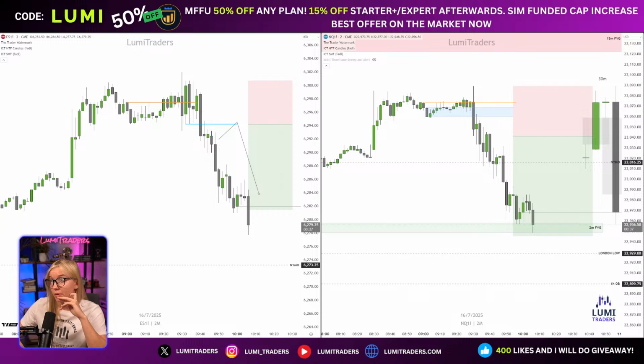So approaching New York Midnight Open. I keep my eyes on New York Midnight Open on ES. We just balanced the 2-minute fair value gap. London low is so close. New York Midnight Open is so close. What will happen? Who actually knows?